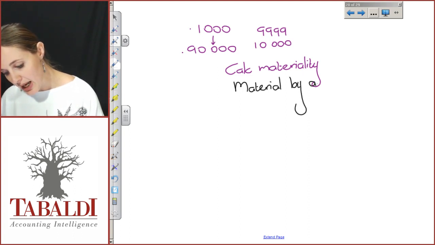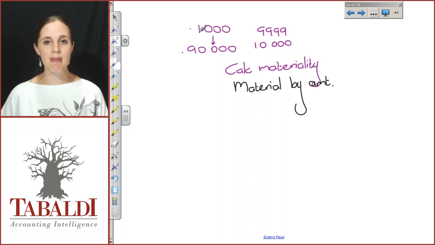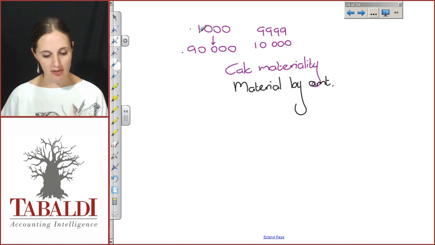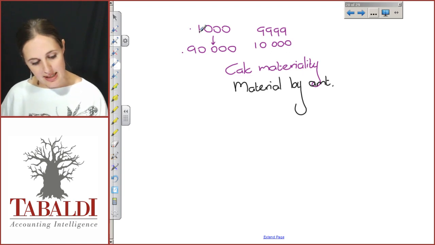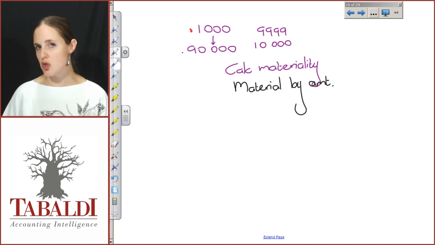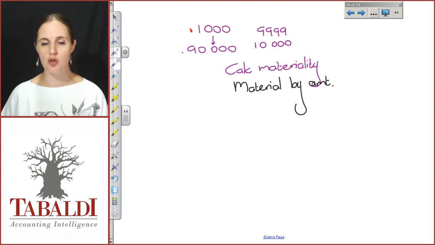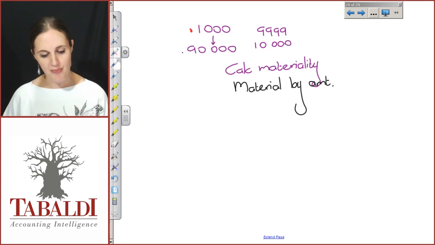So in some cases, we have something that is material by amount. It is quantitatively material because of the number itself. However, remember we said that this item, the 1,000 rand here, was not material. It is not high enough to make me change my mind as an investor.